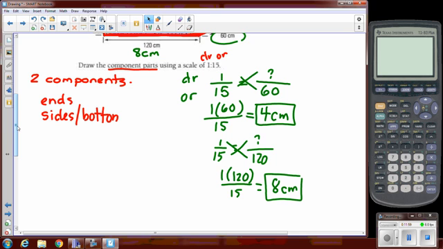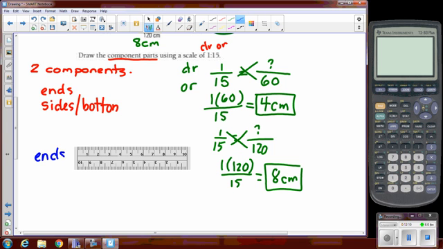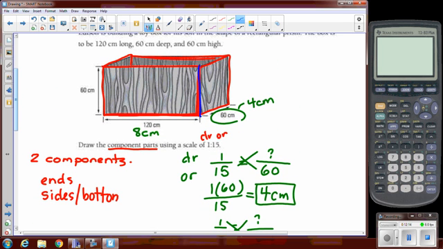So I need to grab a ruler. So here's a ruler. I should label what I'm actually drawing, so I'll draw this time in blue. I'm going to draw the ends. Now remember, the ends on this diagram, if we look, are 60 by 60. They're squares. So according to our scale, 60 centimeters in the original toy box is actually 4 centimeters when I draw it.